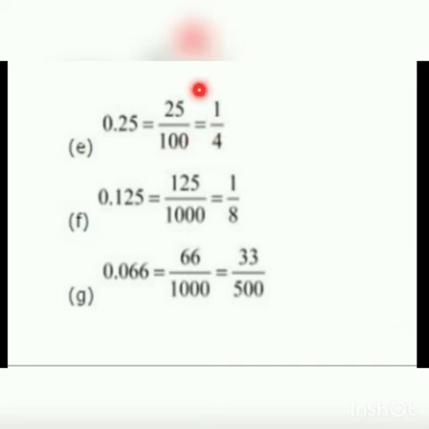Oh, here they have divided directly with 25. 25 divided by 25, 1. 100 divided by 25, 4. That is by the HCF method. Finding the HCF of 25 and 100, they will get 25 as the HCF. So 25 divided by 25, 1. 100 divided by 25, 4. So the decimal form is 0.25. The fraction form is 1 by 4.